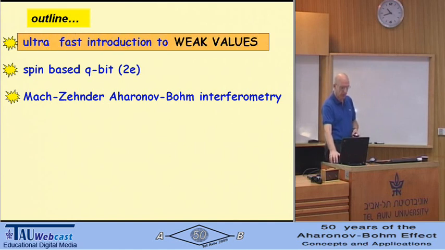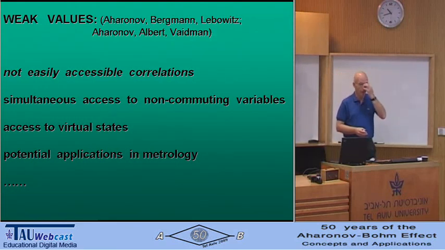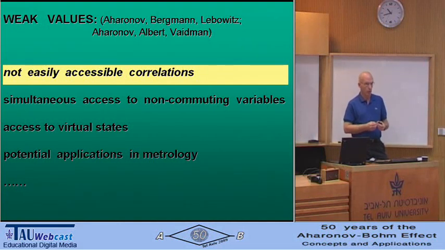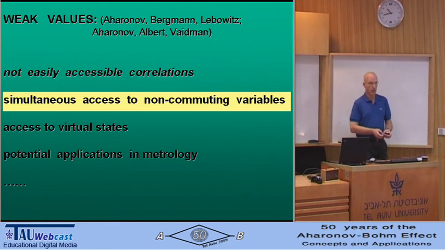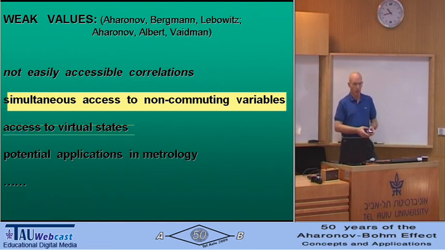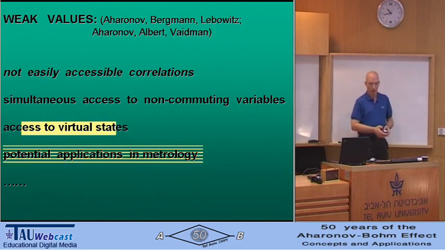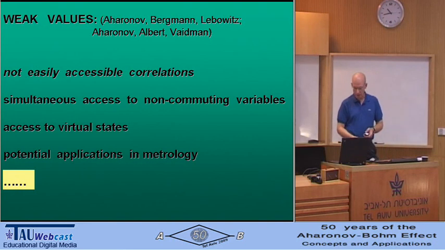So I start with the ultra-fast introduction, just to emphasize some of the benefits of a weak value protocol. It allows us to access correlations in quantum mechanics which are otherwise not easily accessible. It allows us, in principle, to measure simultaneously two variables related to two non-commuting operators. It allows us to access virtual states, for example, a particle under the tunnel barrier. It has some potential applications in metrology, and there is another possible application which I will not discuss here.